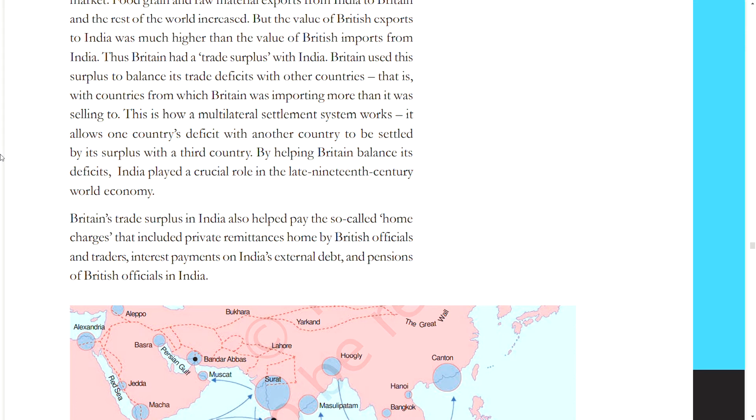This is how a multilateral settlement system works. It allows one country's deficit with another country to be settled by its surplus with a third country. By helping Britain balance its deficits, India played a crucial role in the late 19th century world economy. Britain's trade surplus in India also helped pay the so-called home charges that included private remittances home by British officials and traders, interest payments on India's external debt, and pensions of British officials in India.